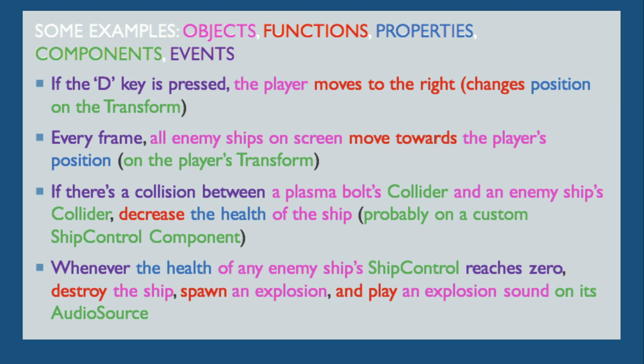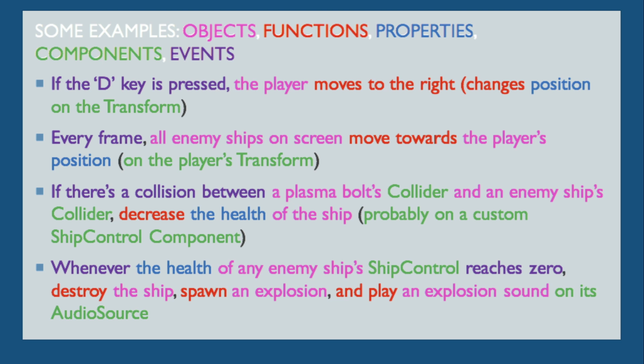So the event might be if the D key is pressed, then the player moves to the right, which is changing position on the transform. Okay, so that's the use of the player controller. The player controller might be manipulating these things. You might have another thing where every frame, all the ships on the screen move towards the player's position on the player's transform. Okay, so there's another situation.